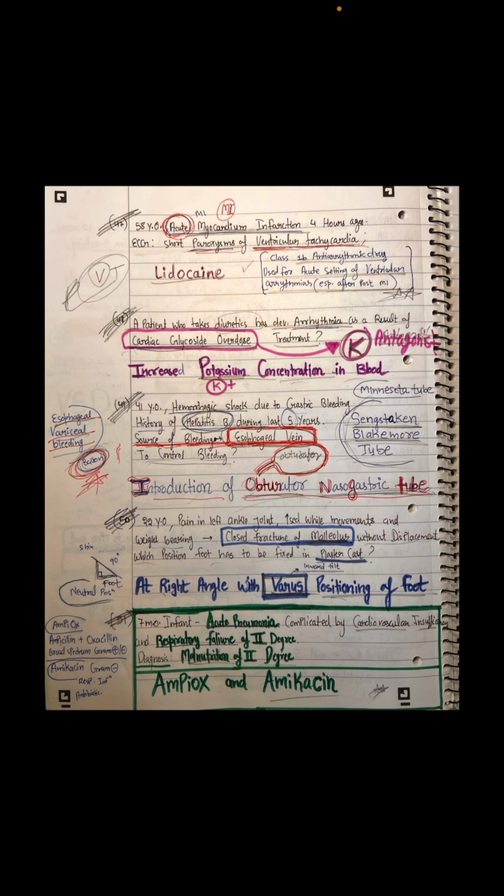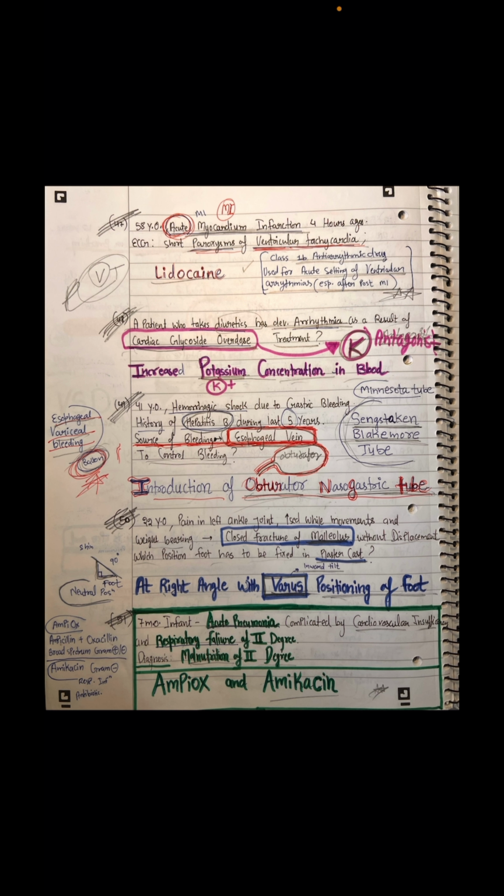If amiodarone is not given in the options, then go with lidocaine. So in cases when we cannot prescribe amiodarone due to some contraindications, we are going to prescribe lidocaine to the patient. But remember, first line treatment for paroxysmal ventricular tachycardia is amiodarone.